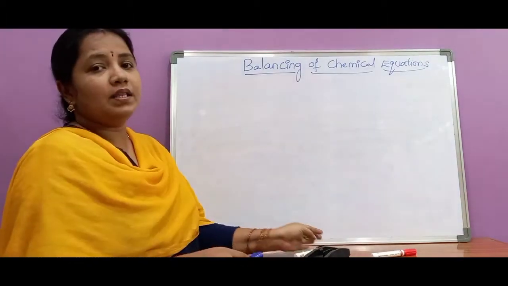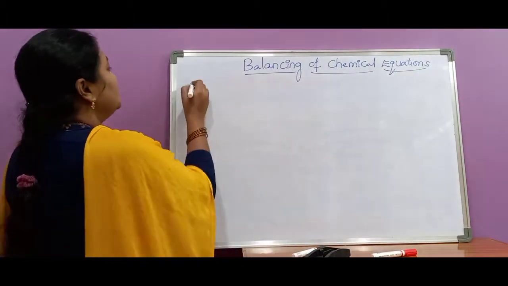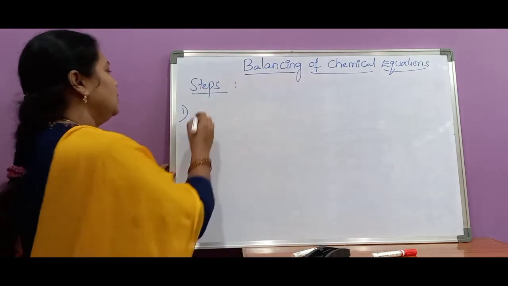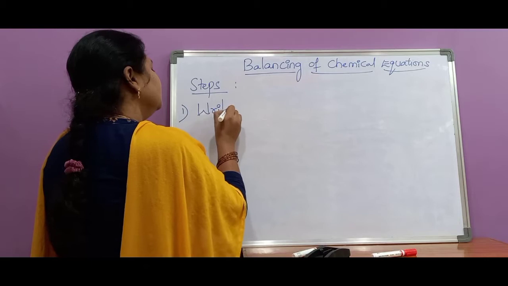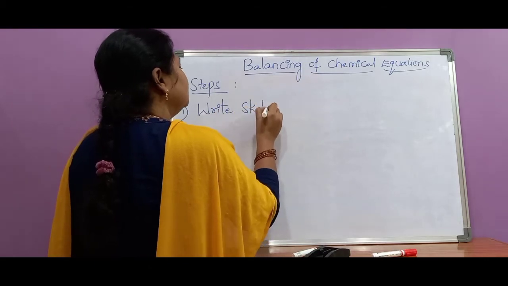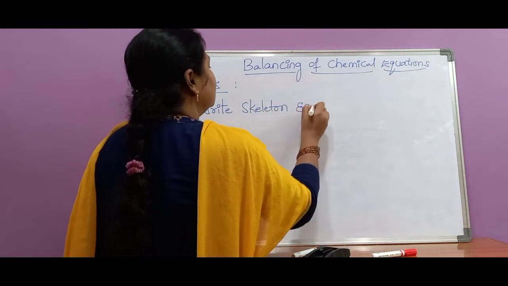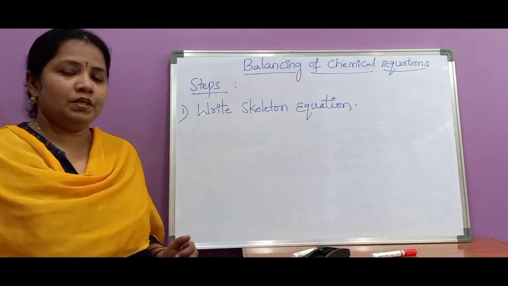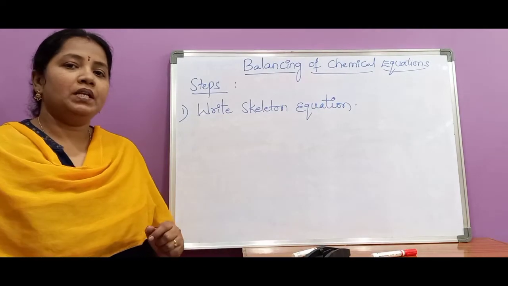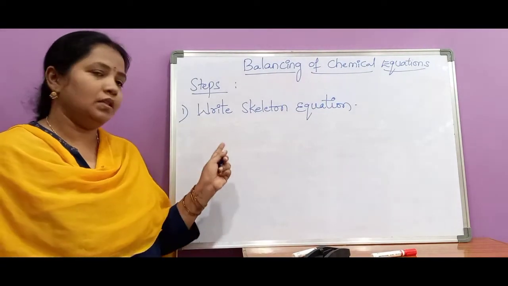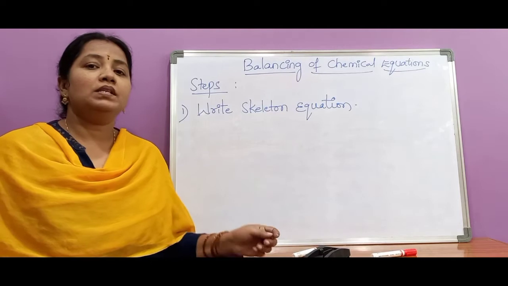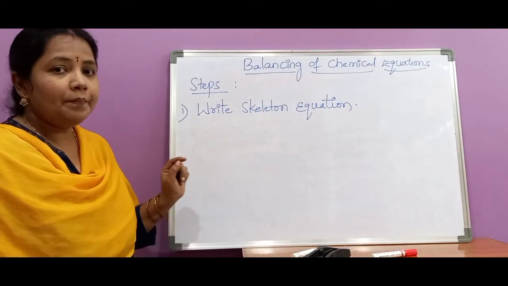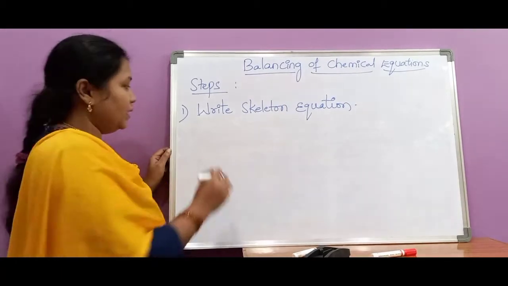The steps involved in the balancing of a chemical reaction. First one: write the skeleton equation. Writing a skeleton equation should be done before balancing a chemical equation, with correct formulas. I said this in the previous class also. Before balancing a chemical equation, first of all we should write the chemical equation with correct formulas. The unbalanced equation, that is the skeleton equation, should be written.